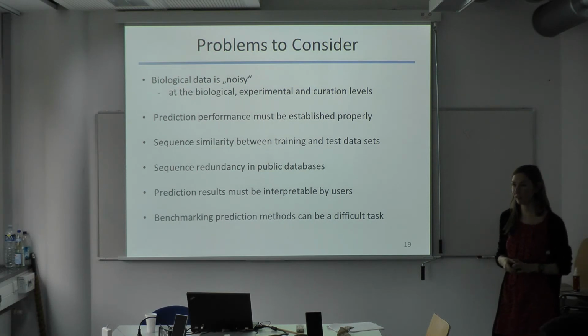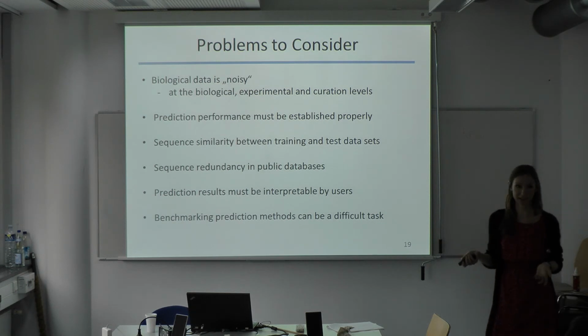And some other problem that I can think of is that, for example, my method predicts 18 localization classes for eukaryotes. But there is no other method, as far as I know, that can predict as many classes. So if I compare myself to the others, I have to reduce the number of prediction classes so that the estimate is as fair as possible.